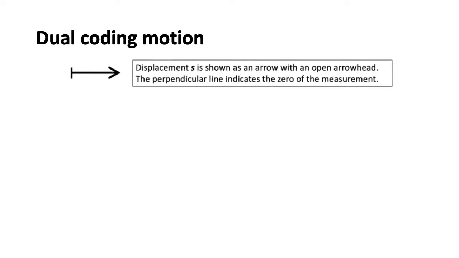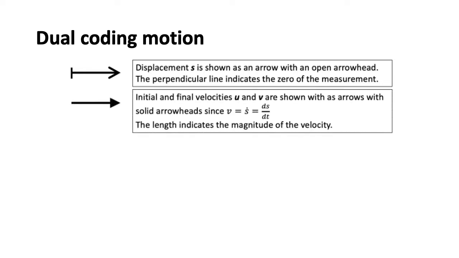So, how do I use this when I'm teaching dynamics problems? Well, I use a set of symbols that always mean the same thing. So, for example, displacement is shown as an arrow, and the perpendicular line at the base of the arrow shows the zero of our measurement of displacement.